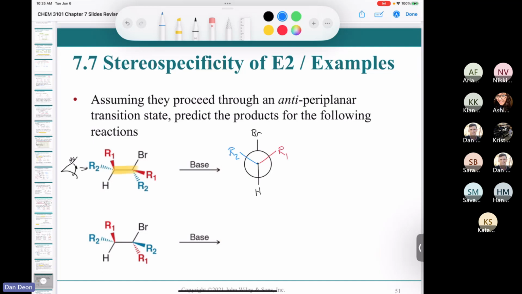Then I have another R2 group that's going to be going down to the left, like this, and I have another R1 group that's going to be going down into the right, like that. So now the mechanism is going to be like this, where the base is going to abstract the proton, you form the pi bond, and you lose the bromine. So what's going to happen is you're going to end up forming your double bond.